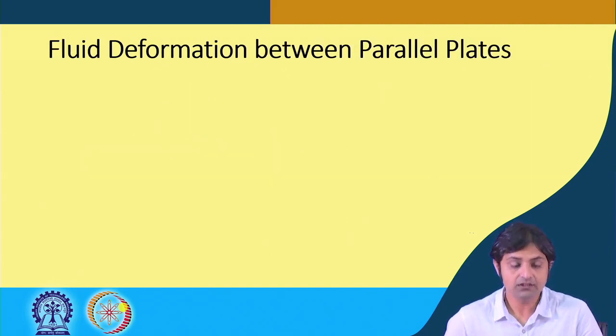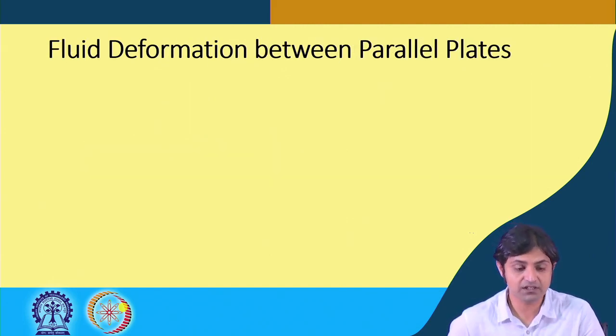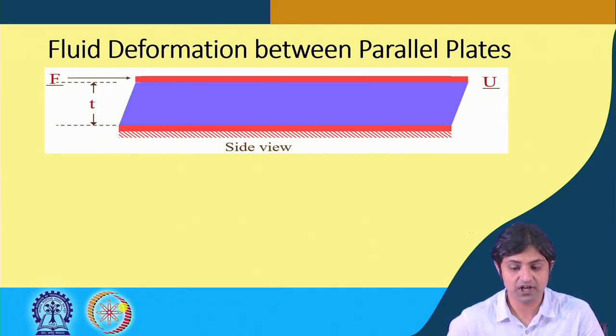So proceeding to our next topic of fluid properties, it's important to note that we define fluid as something that deforms. So we will see an example where fluid deformation between parallel plates is done. This is the side view where a force F is applied and the upper plate starts moving with velocity u, and the total thickness is denoted as T.